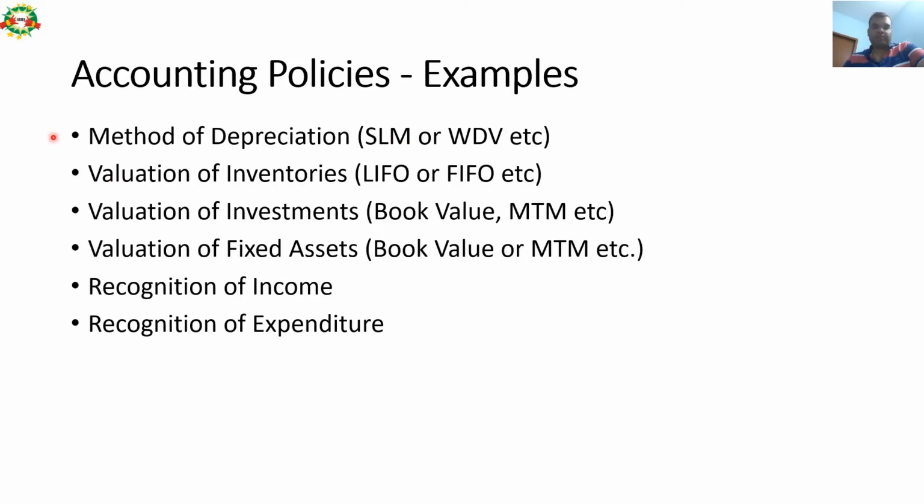Then these are a few examples of various accounting policies, like method of depreciation. It could be straight line method or WDV method. Valuation of inventory: FIFO, LIFO. Valuation of investment: book value or mark to market value method. Valuation of fixed assets: book value or mark to market value. Recognition of income, recognition of expenditure.